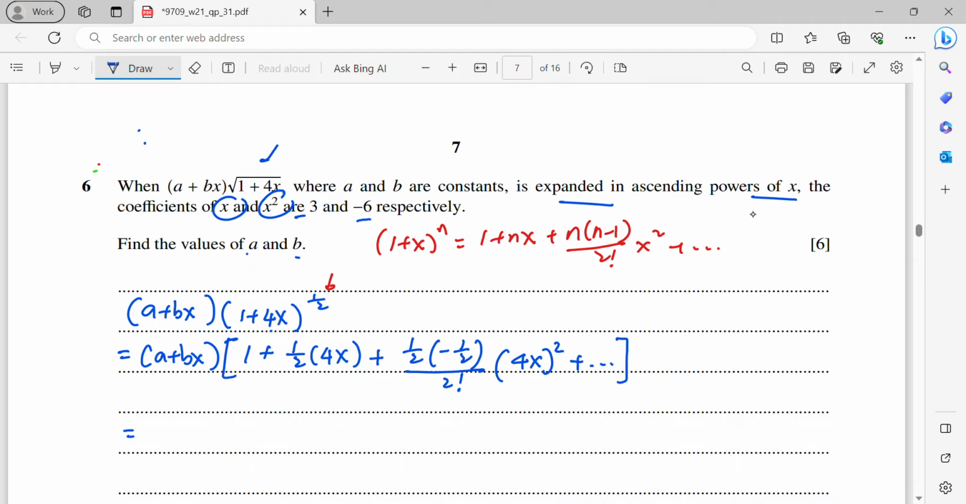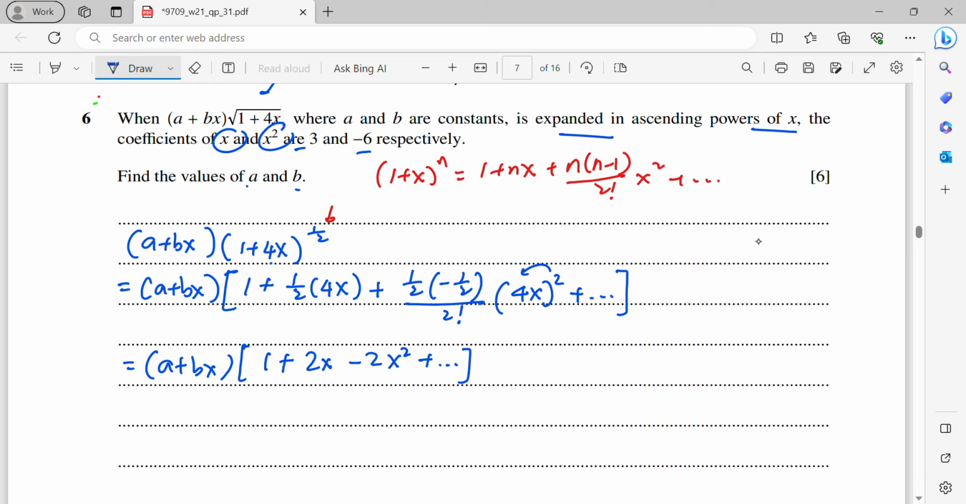Now, from here, I will get a plus bx multiplied by 1 plus half times 4, which is 2x, plus half times minus half divided by 2 factorial, then times 4 squared. This square you bring in, and you will get negative 2x squared plus dot dot dot. Okay, so now I need to get the terms with x and x squared. It means that my a must multiply with 2x, right?